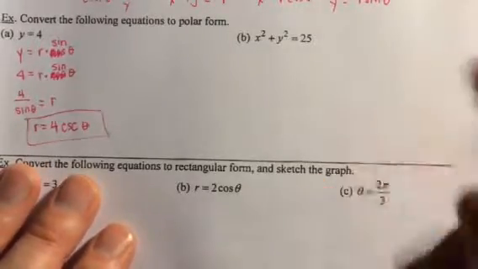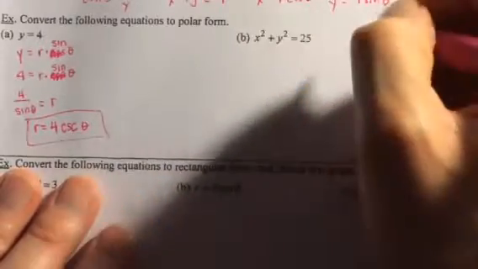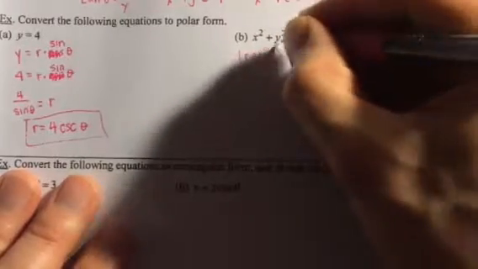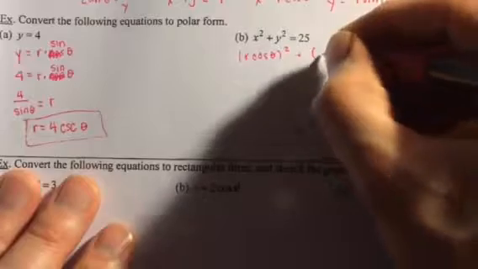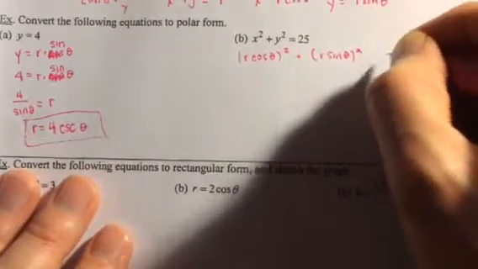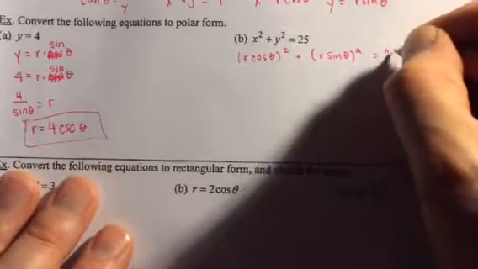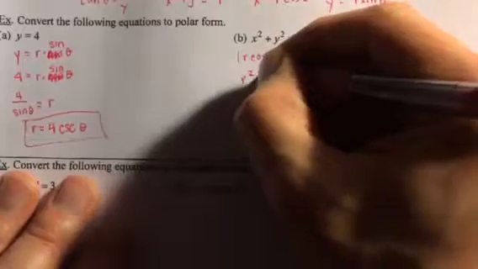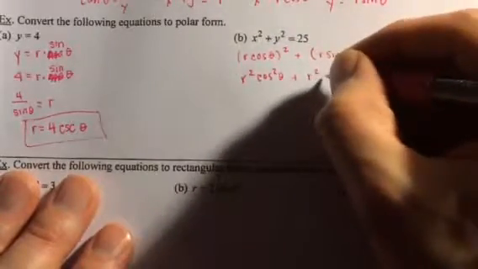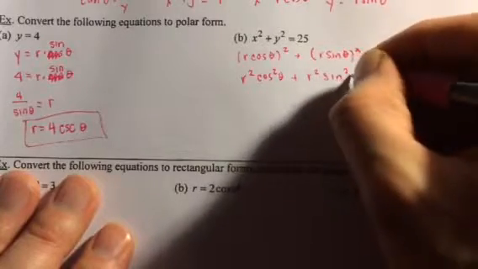All right, what about x squared plus y squared is equal to 25? Well, we need to remember that x is the same thing as r cosine theta, so this would be r cosine theta squared. Y is the same thing as r sine theta, so that's r sine theta squared. And that would still be equal to 25. So we multiply that out. We get r squared cosine squared theta plus r squared sine squared theta.